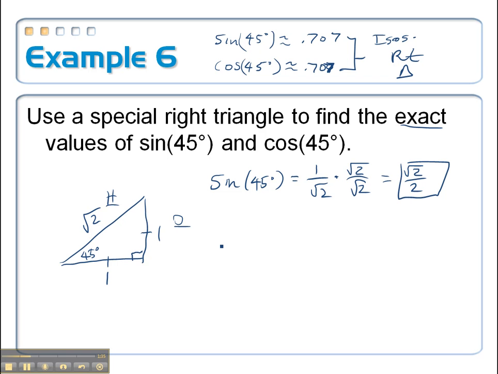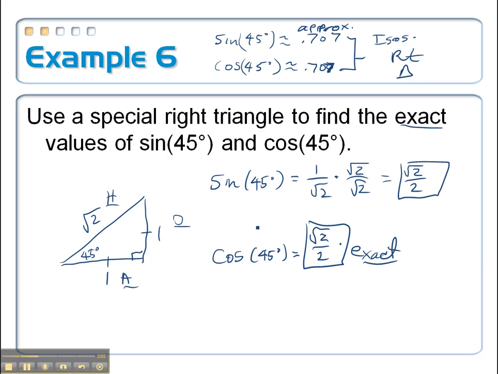Let's do the same thing for cosine 45 degrees. Cosine is adjacent over hypotenuse, and you can see that we should get exactly the same thing, root 2 over 2. If you were to put this in the calculator, this is the approximate answer you would get. This is the exact value. This is approximate.